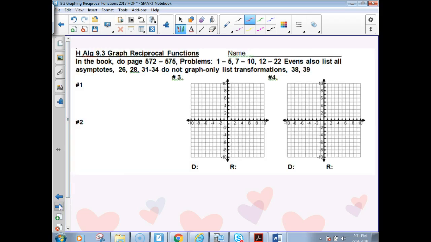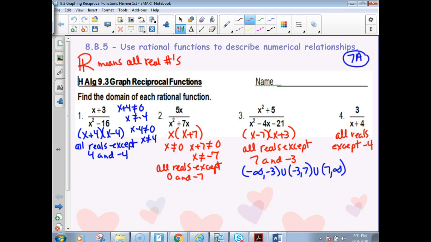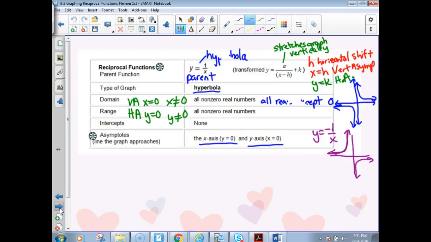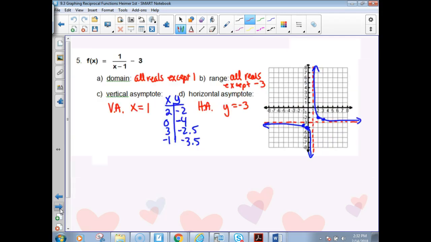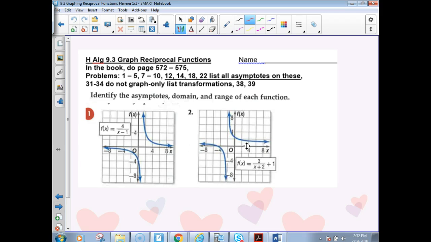All right, your assignment does not look like this anymore because I made you a new worksheet. So this was just what I did second hour. And now I put in all the stuff for you. Okay, so you can get started on your book assignment.